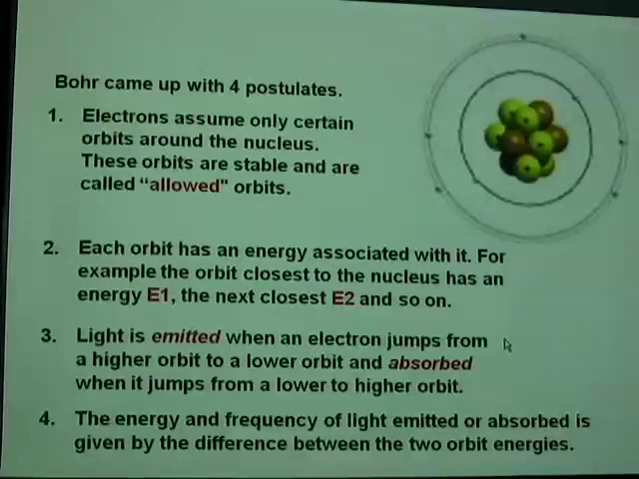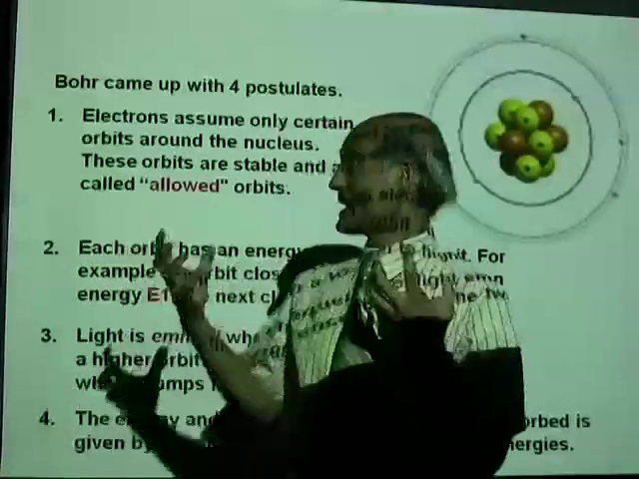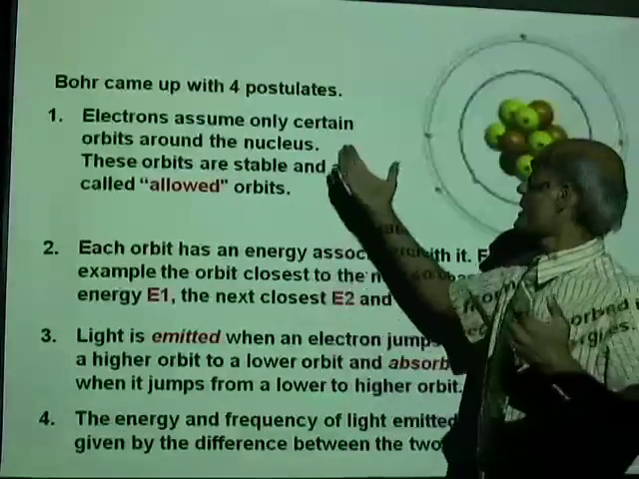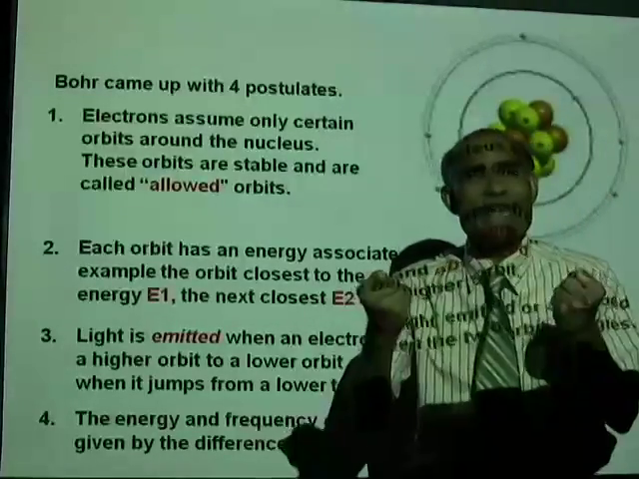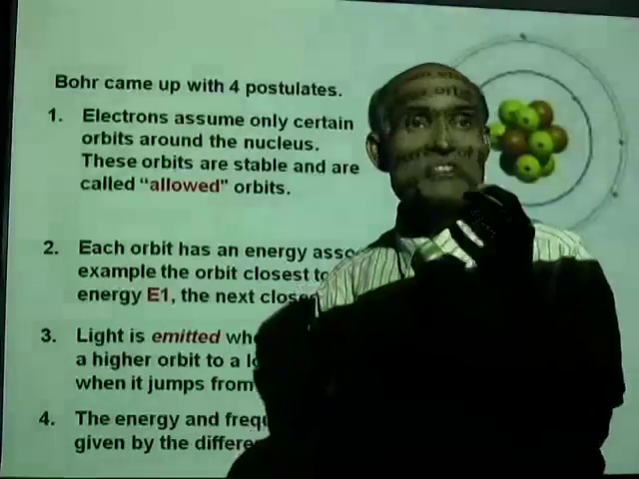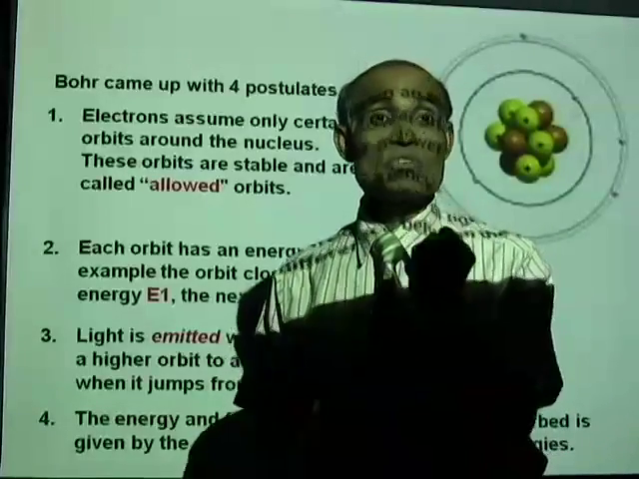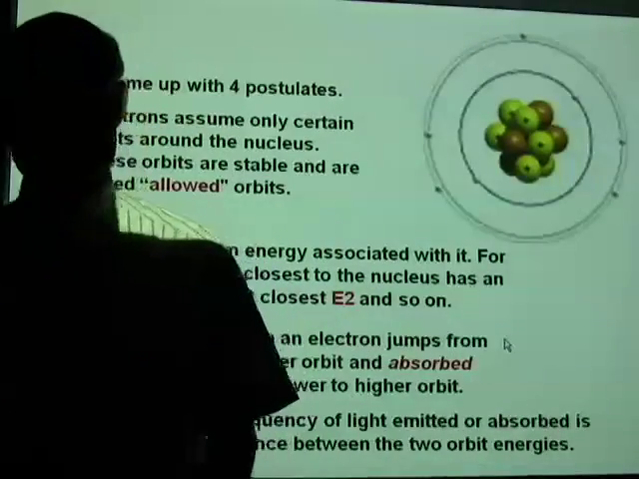And the fourth postulate: the energy and frequency of light emitted or absorbed is given by the difference between the two orbit energies. In other words, when there is an electron transition taking place from one orbit to the other, the extra energy is radiated, and each radiation has a certain frequency, and that frequency depends on that energy difference. Well, we will talk about that as we move on.